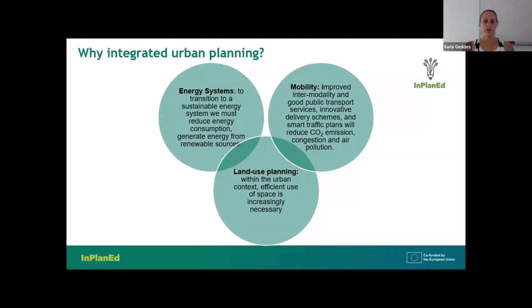So in order to create sustainable urban systems, you need to have a good understanding of mobility and energy systems in order to plan for land uses. So they're all interlinked together. And all these themes have a considerable impact on livability, health, and inclusivity.